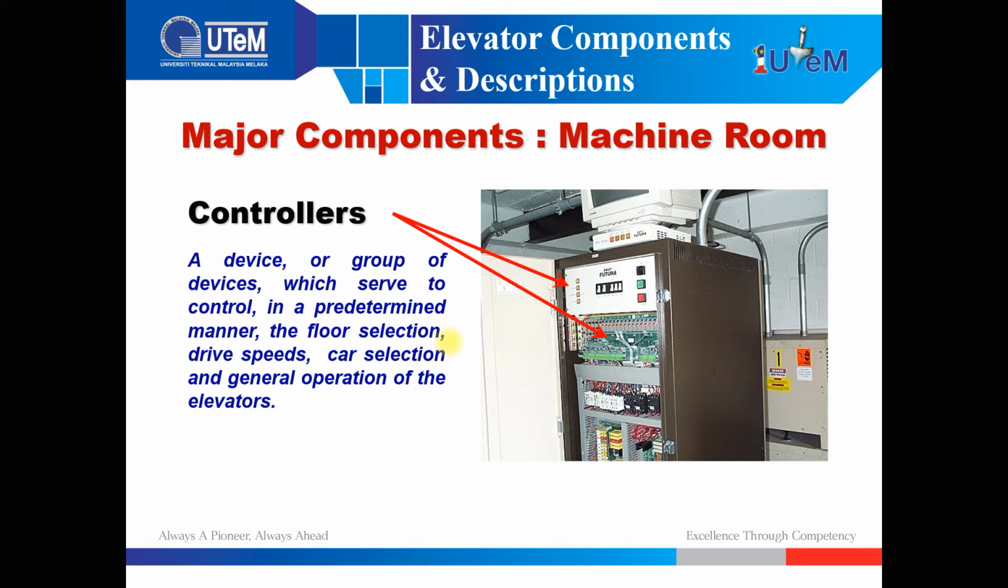And then the controller. This controller is a device or group of devices which serve to control in a predetermined manner the flow selection, drive speed, car selection and general operation of the elevators. So everything will be controlled by this device. Okay, it will control the sensors, control the speed, and control the selection of the cab, selection of the floor. Everything is controlled by this device.